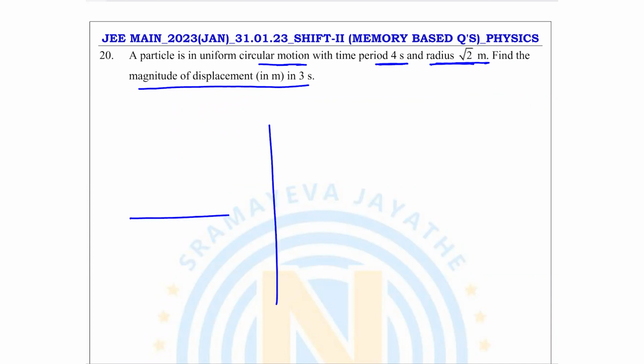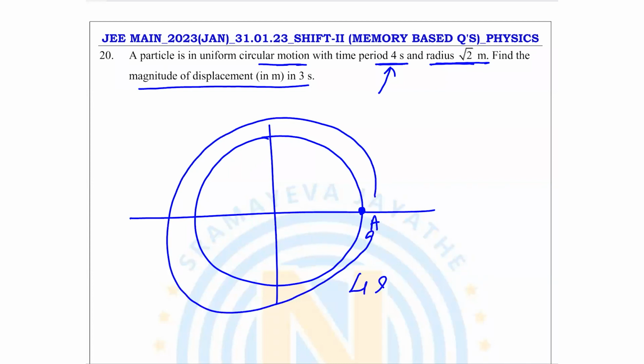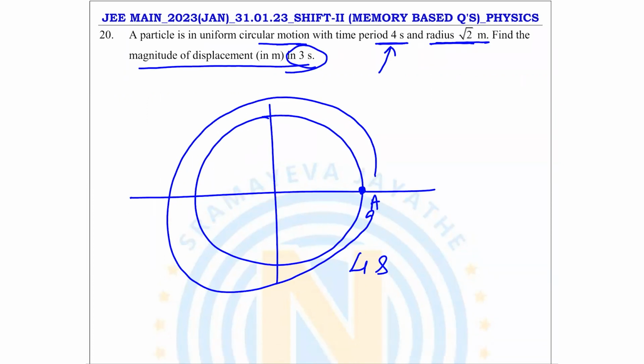So it is moving in a uniform circle with a period of 4 seconds. That means it starts from some point A and it covers the whole circle in 4 seconds. So we want to talk about what happens in 3 seconds. In 3 seconds, it must be able to cover this much part. Total is 4 seconds, so it is equally divided. It will take 1 second, 1 second, 1 second, and 1 second.